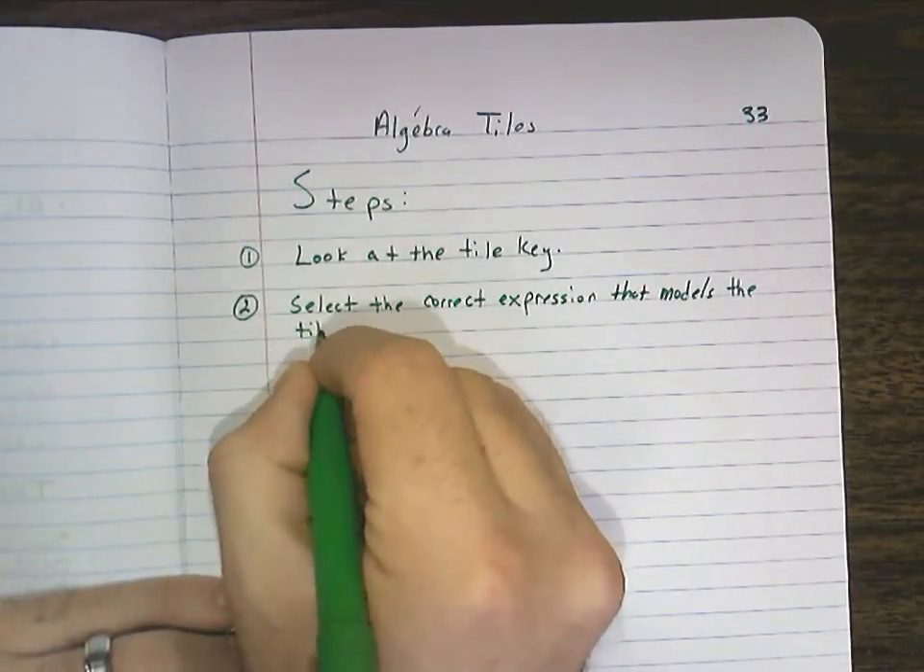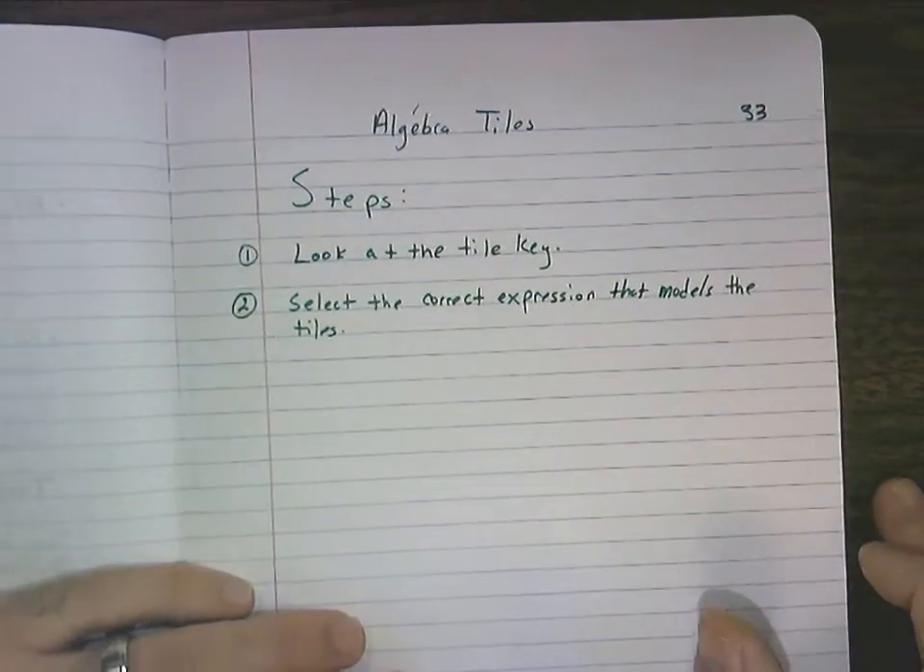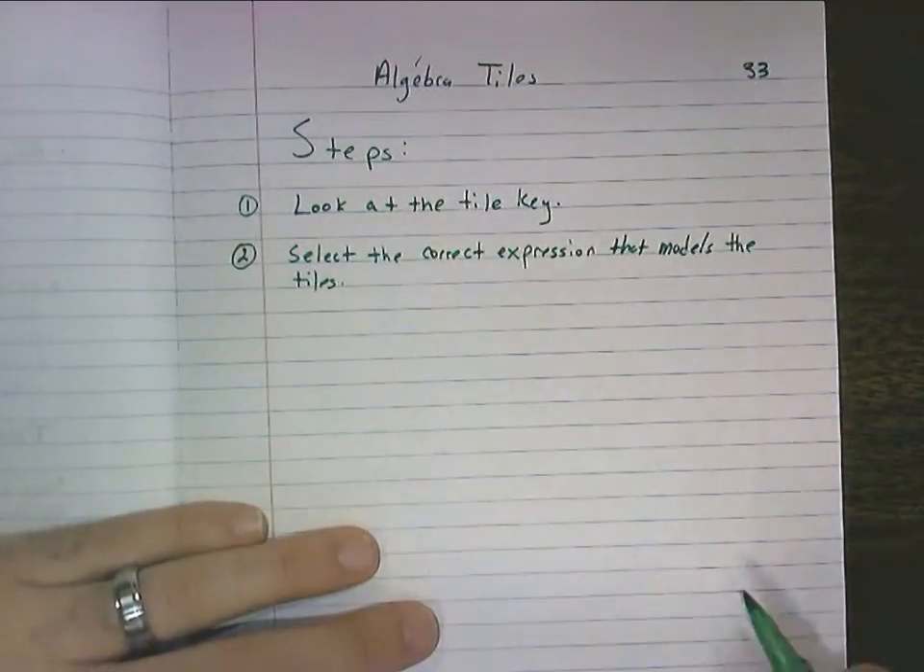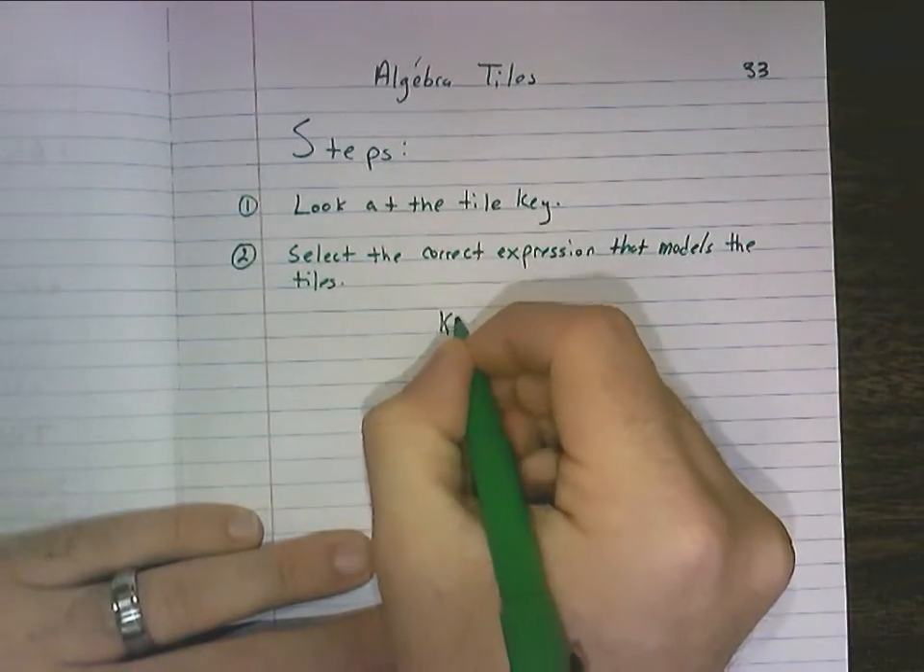At any time during the video, you can pause it to copy the notes. So take your time, make sure you get all these notes copied. So, first step was to look at a tile key. We have to make a tile key first. So we're going to have our key here. This is our key.